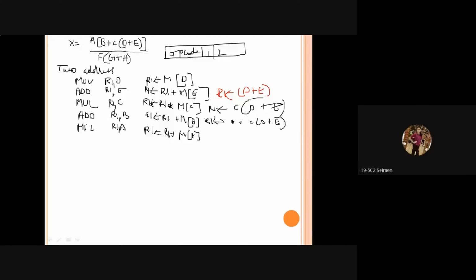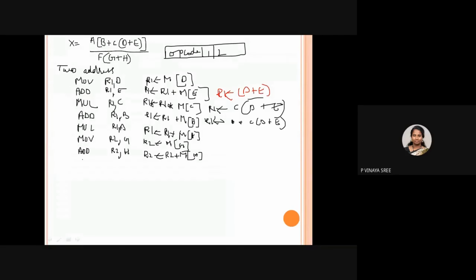Next, Move R2 comma G. Yes, move R2 comma G. Next, Add R2 comma H. In R2 we are placing the memory location contents of G, and along with what we have in R2 we are adding what we have in memory location M of H.